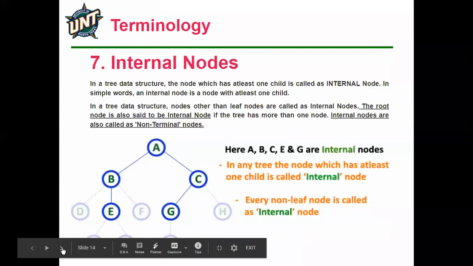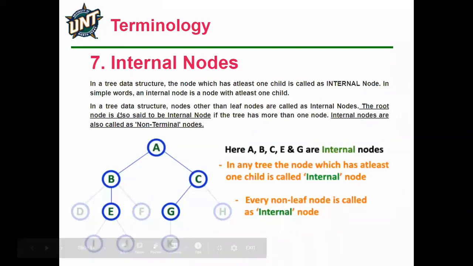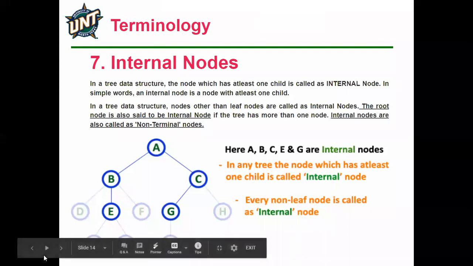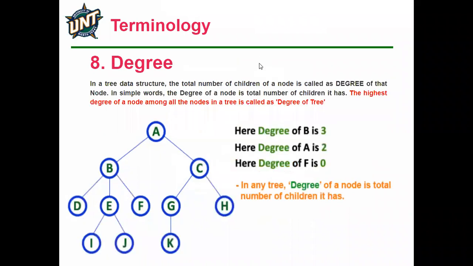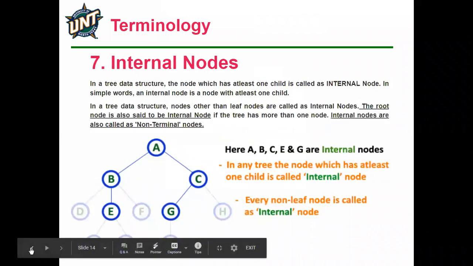Okay, the next terminology is internal node. So what is an internal node? Again it is highlighting. In tree data structure, the node which has at least one child. If any doubt, dear students, you can ask the question. Some students raise a hand. Yes, you can ask the question, no problem. You can ask a question at any time. You can interrupt me and ask the question.